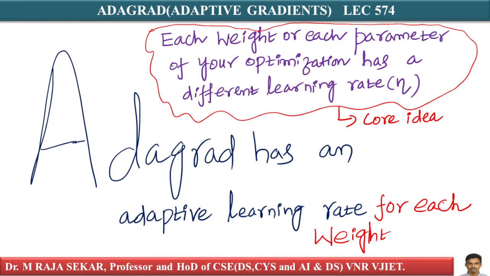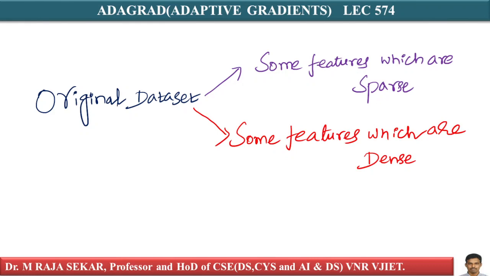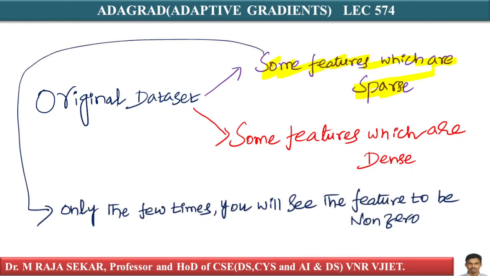Again, you may wonder why it is important. Oftentimes, what happens is, in your original data set, you may have some features which are sparse, some features which are dense. What is sparse? A sparse feature means only a few times you will see the feature be non-zero. That is sparse, isn't it?